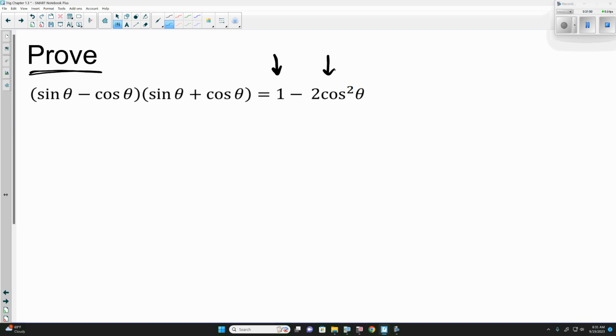So what we do, when we treat this, is we treat it like a brick wall between the two. And if I can make the left side look like the right, or the right side look like the left, then we've proven that they're true. Or what we can do is work both the left and right side down to be the same spot. Because as long as I get them to be the same, we've proven that they are equal.